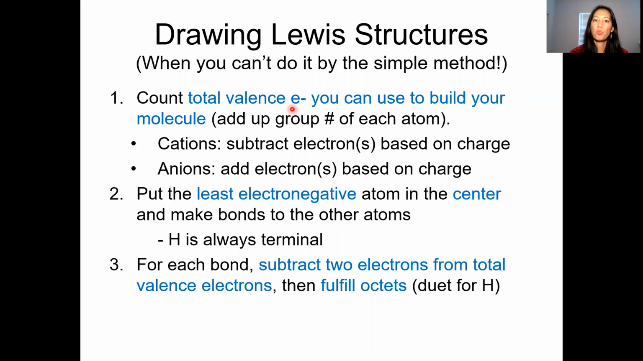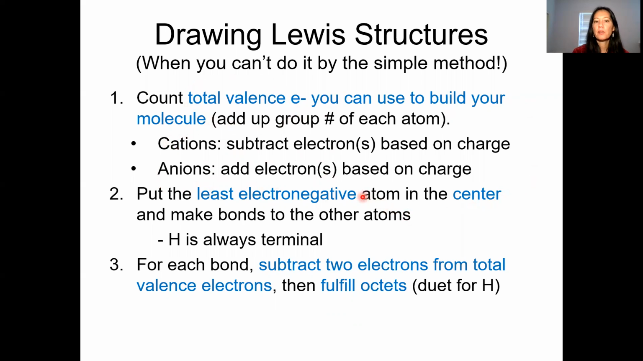Just to remind you, the group number on the periodic table is the number of valence electrons for that atom in that group. So oxygen is in group 6, it'll have 6 valence electrons or 6 outer electrons. If you're given a cation or anion, charged molecules, if you have a cation, you'll subtract electrons based on the charge. If you have an anion, you'll add electrons to this total valence count. We're doing this because that exact number of total valence electrons is all you can use to build your molecule.